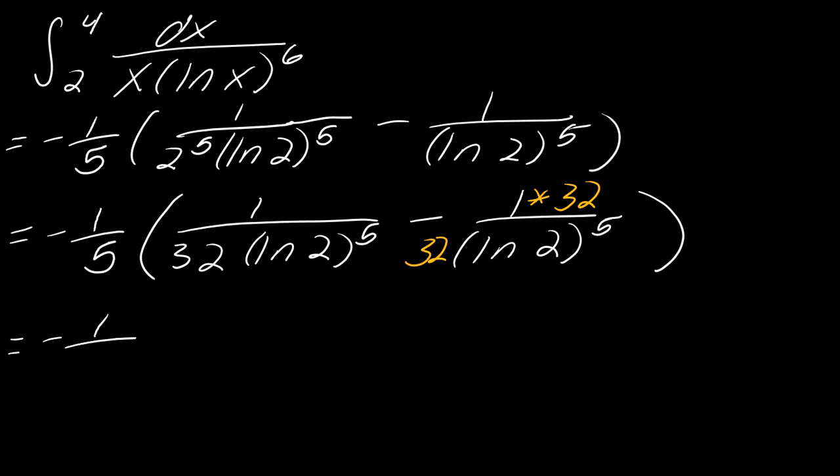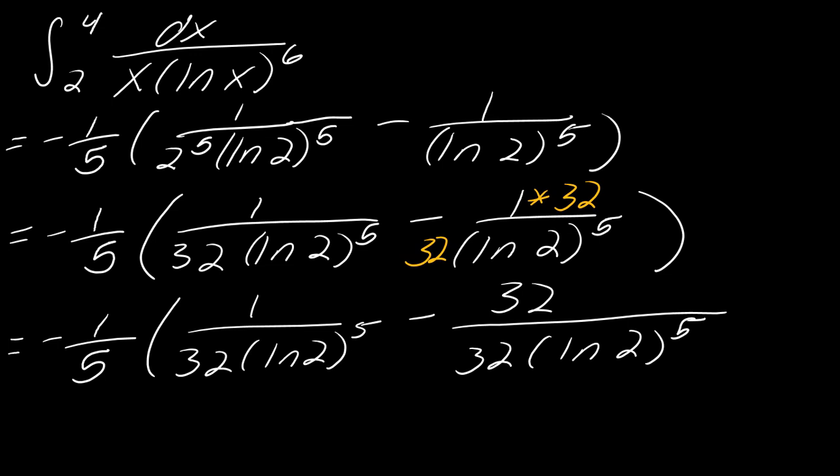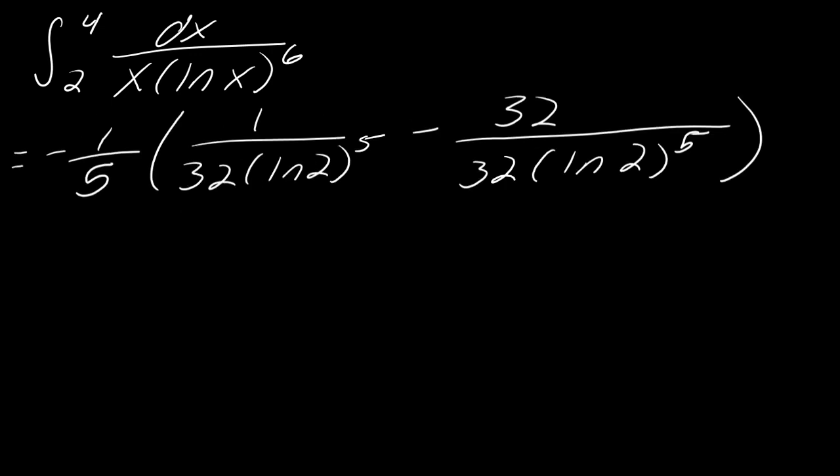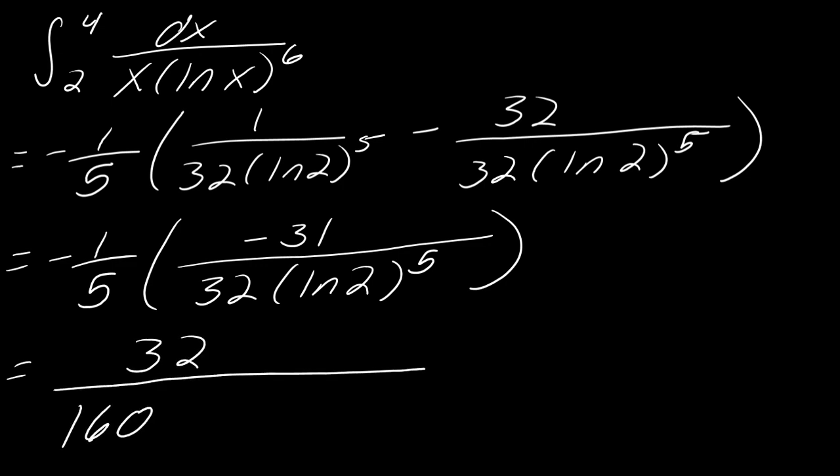So now I've got -1/5, 1 over 32 times the natural log of 2 to the 5th, minus 32 over 32 times the natural log of 2 to the 5th. And now from here I can simplify this and turn this into just one singular fraction right here. So I'll make some space again. And so let's just keep pressing forward here. So this fraction now is -31 over 32 times the natural log of 2 to the 5th. And so now I can multiply this fraction with this one. So this will become just 32 over 160 times the natural log of 2 to the 5th.